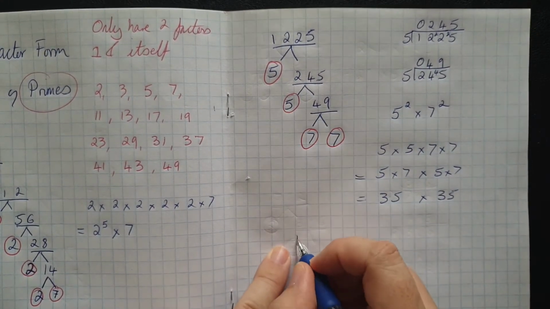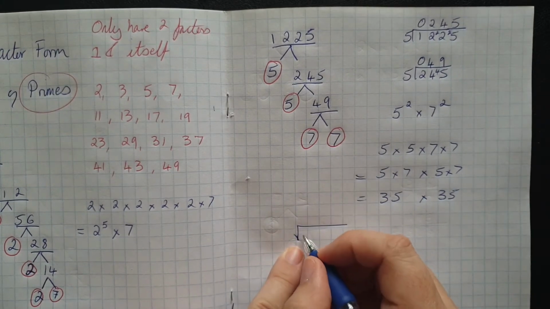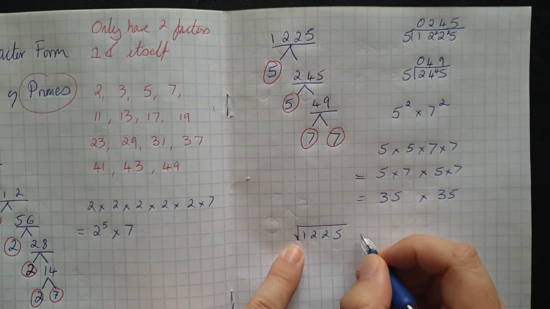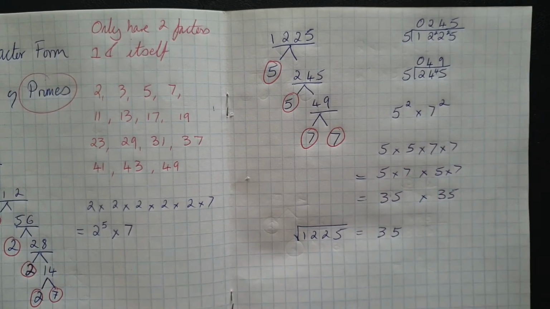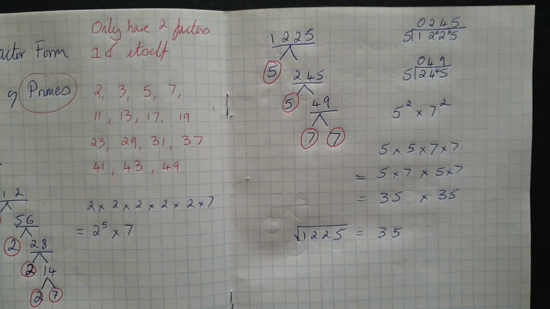So we can say the square root of 1225 gives us 35. And as I say, it's just a little aside of how things used to be. Occasionally it does crop up on non-calculator papers as an interesting point worth mentioning.